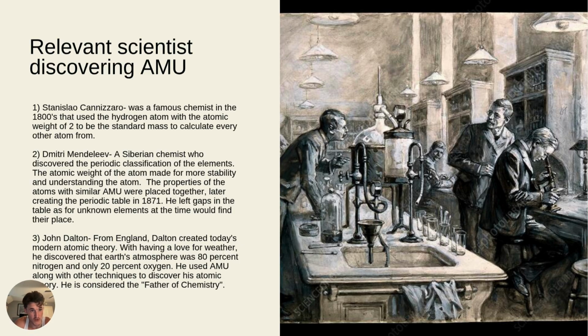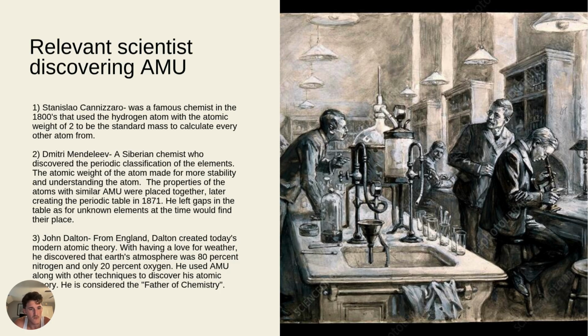Then we got Mr. Dmitri, a Siberian chemist who discovered a periodic classification of the elements. The atomic weight of the atom made for more stability and understanding of the atom. The properties of the atoms were similar. Atomic masses were placed together, later creating the periodic table in 1871. He left gaps in the table for unknown elements at the time to find their place. So just like the guy before, he was able to find one little subtle thing and was able to calculate more. So pretty cool.